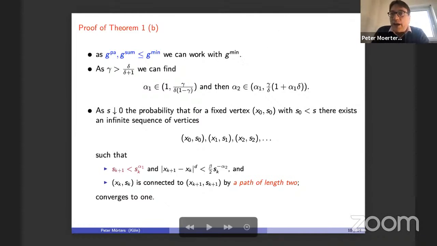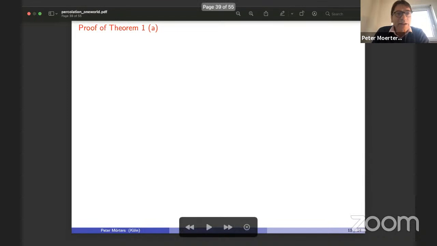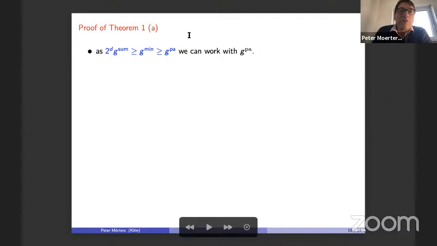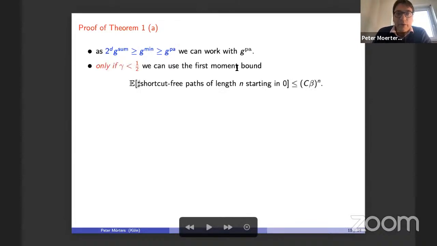What's harder to prove is the part where you have to show the existence of the subcritical phase, and therefore that there's no such strategy that allows you to build large connected components, whatever the edge density. And there we have to work with the smallest kernel, and this is in this case for us the preferential attachment kernel. Okay, so the first idea in the proof would be to do a first moment bound.